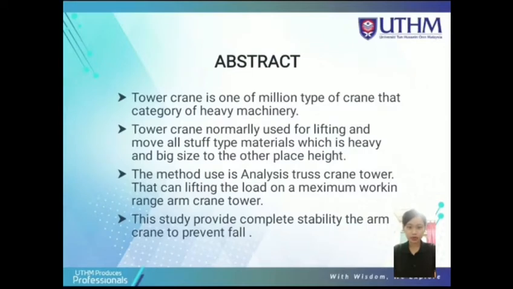Metric number is CN210229. The abstract is: tower crane is one of the heavy machinery that is normally used for lifting and moving material to a place of height. The method we use to handle this tower crane, to stabilize the crane and prevent it from falling, is to analyze the crane thrust to the maximum load of the arm. In this study, we aim to provide complete stability to prevent the tower crane from falling.